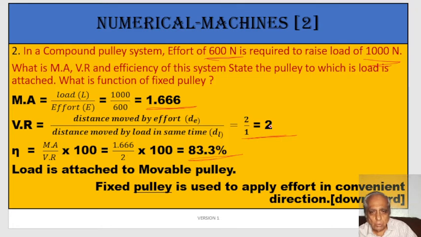State the pulley to which the load is attached. Load has to be attached to the movable pulley. Only then, when the pulley gets lifted up, the load will go up. Why is the fixed pulley used? The fixed pulley is used so that we can apply the effort in a downward, convenient direction. Is it alright? This was explained to you in the first session when we started pulleys. Is it alright? So then we'll go to the next sum.